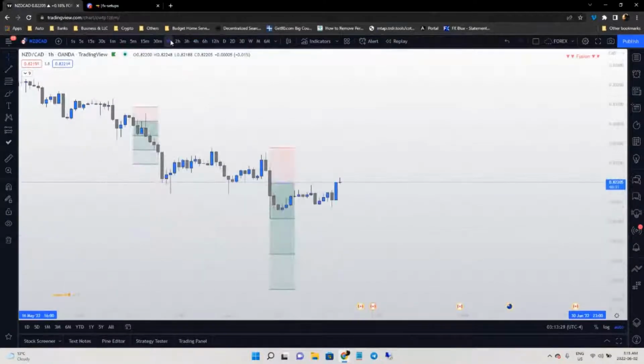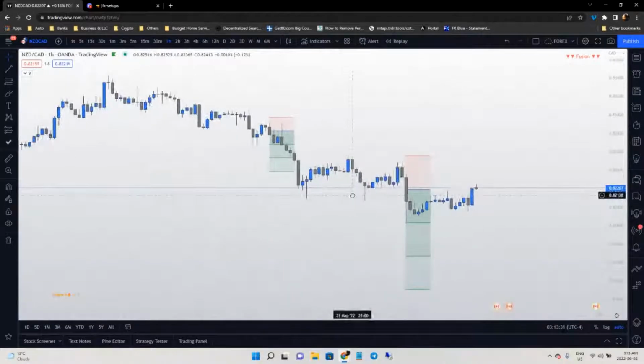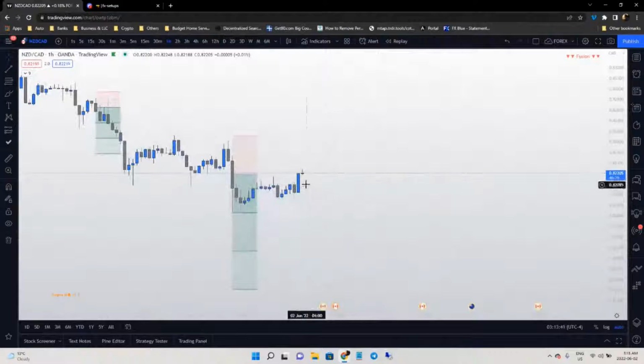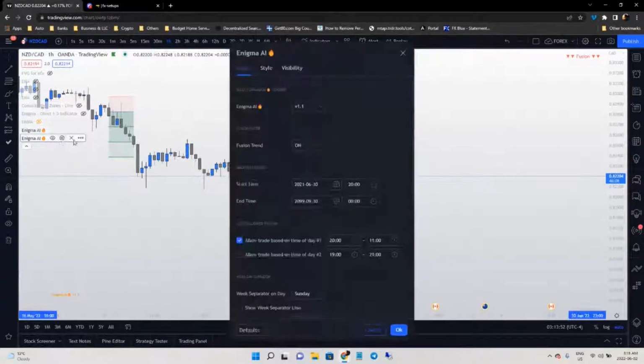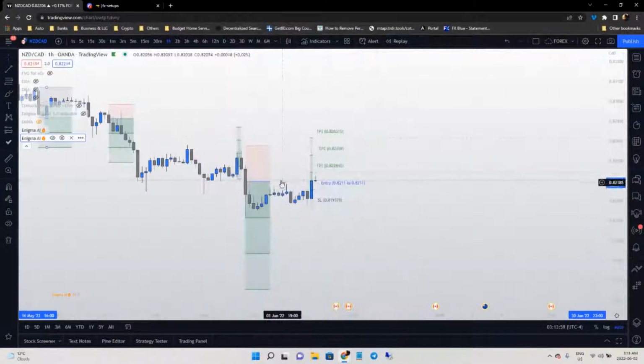So let's go down on a 1 hour. It respected exactly what we're seeing on the weekly. So it was going down for the week, and now it's giving you an uptrend setup. So I'm just going to go back here and switch it off. Okay, and you're going to see the difference. Now it's off, and you see it printed out.